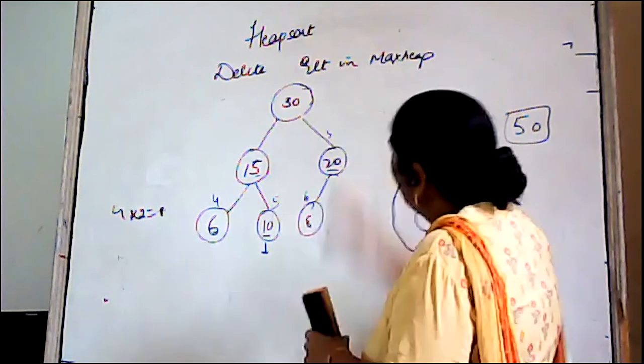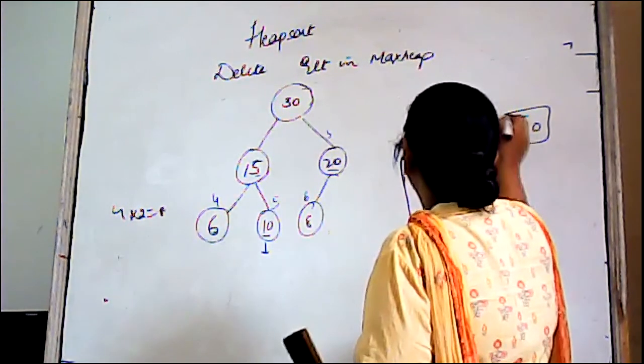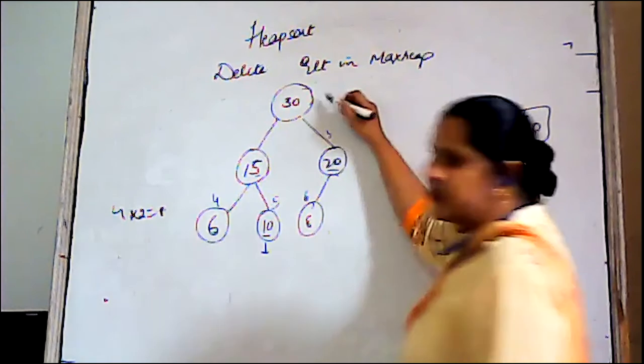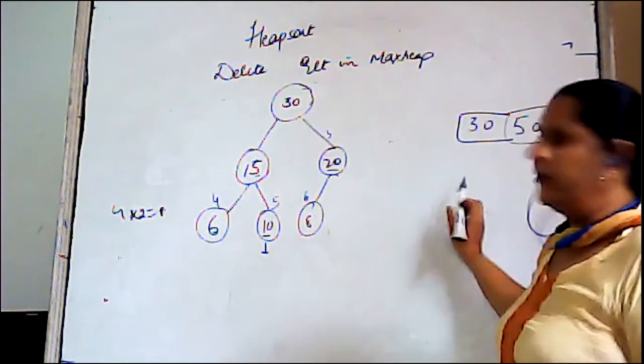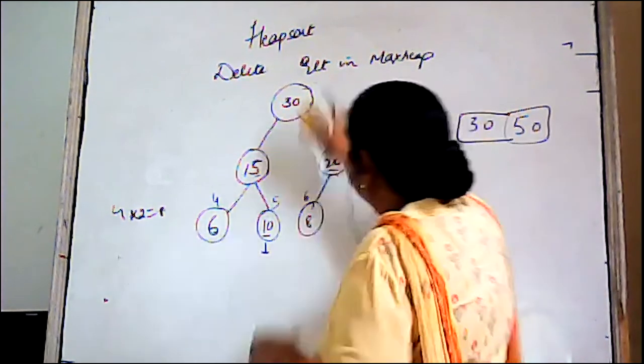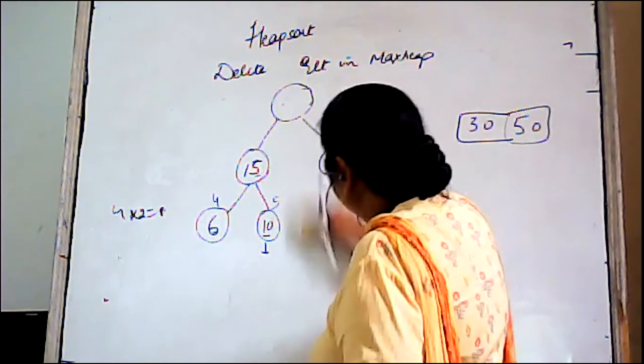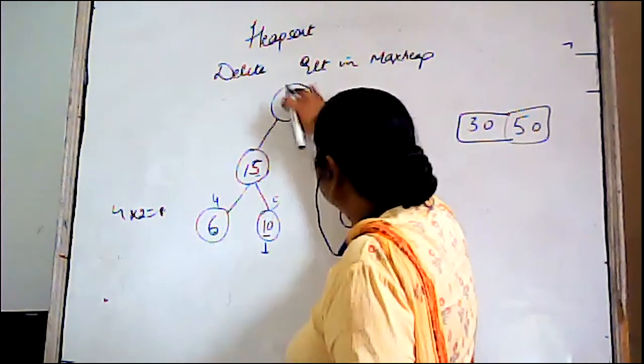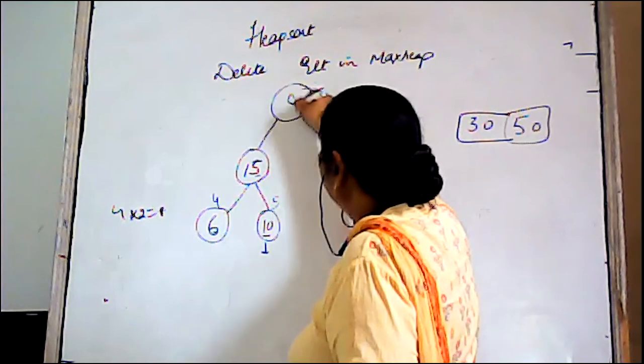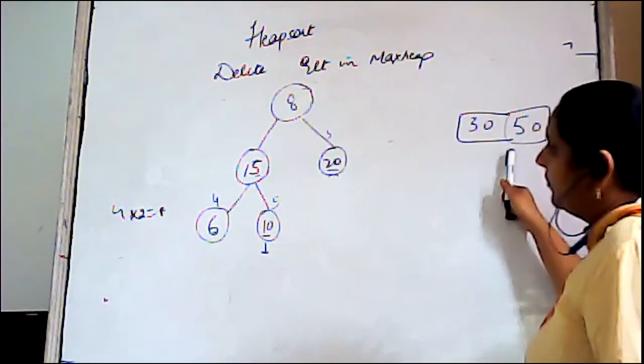Okay, now I want to remove 30. 30 will come out. It is the second largest number in the tree. Replace this number with 8, the leftover child. So take it here. 8 will come here, and 30 has gone out.